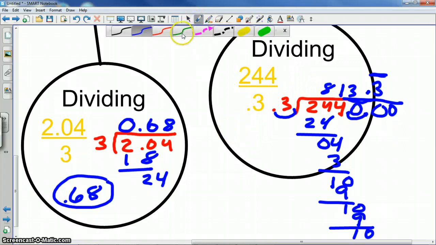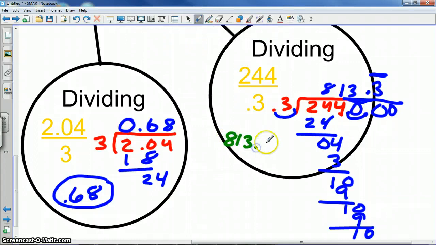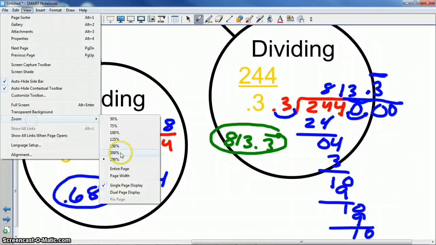So I'll switch to green so this stands out. The answer is 8.13, with the 3 repeating. And that's dividing when the decimal is in the divisor, or outside of the box. I'll zoom back out so you can see the whole thing.